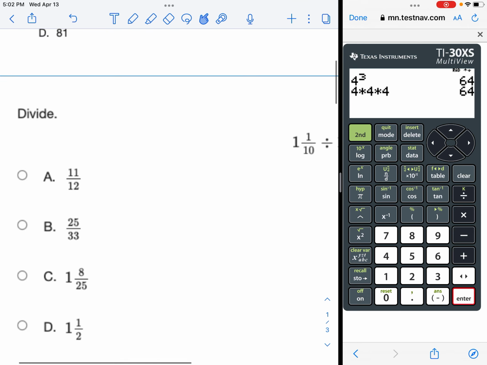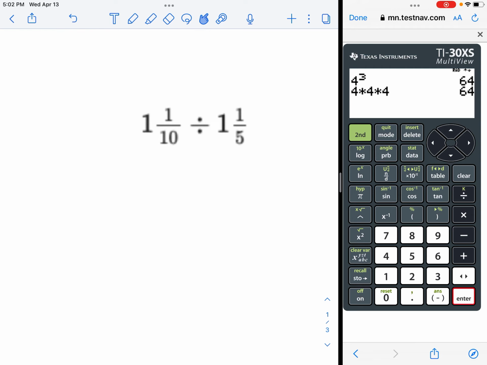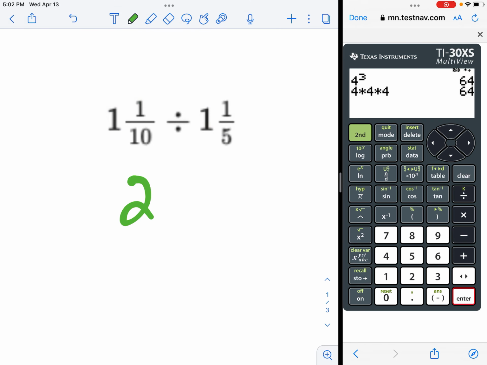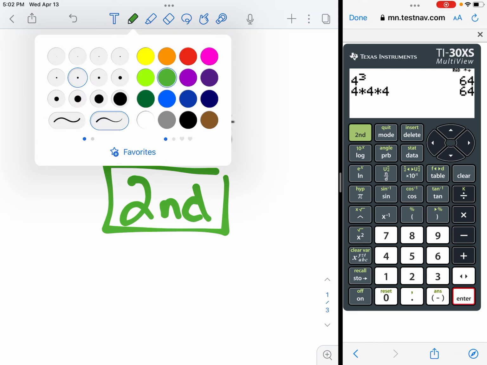All right, the second problem. I wanted you to see what this looks like on your calculator too. You should be good at using the ABC button on our calculators. But if I'm trying to do 1 1/10 divided by 1 1/5, I'm looking at the button on the MCA calculator, the green one that says second. I have to press that button.